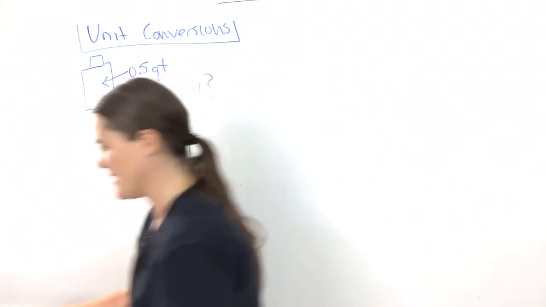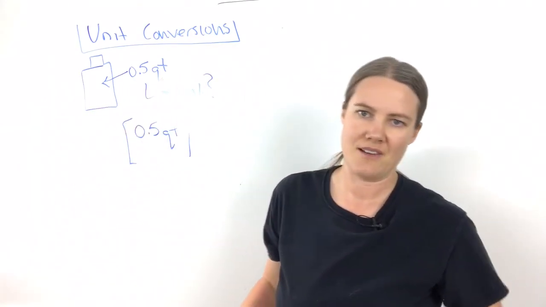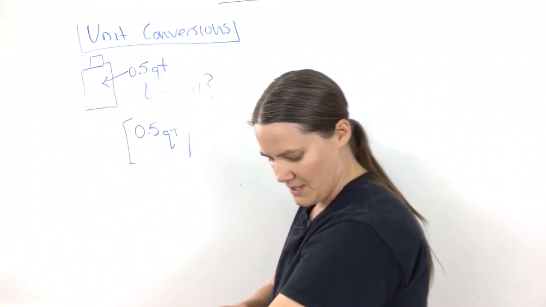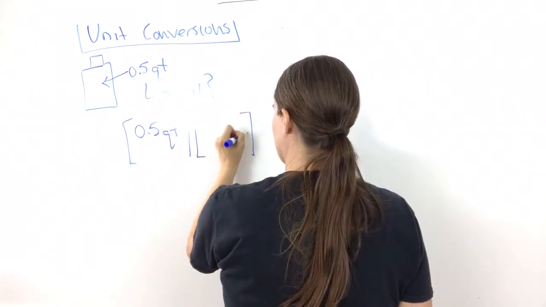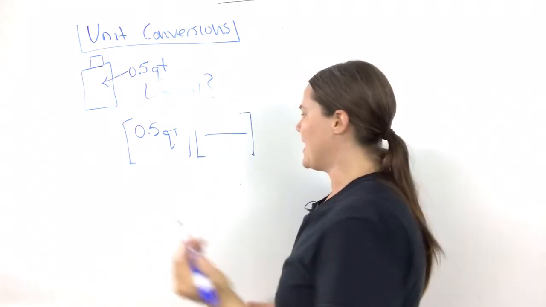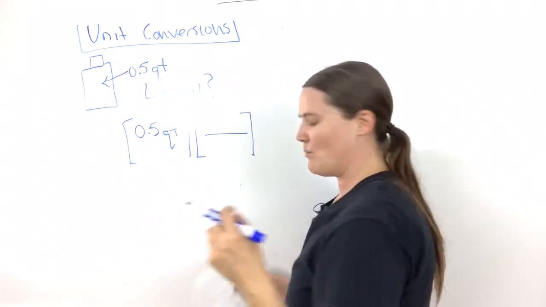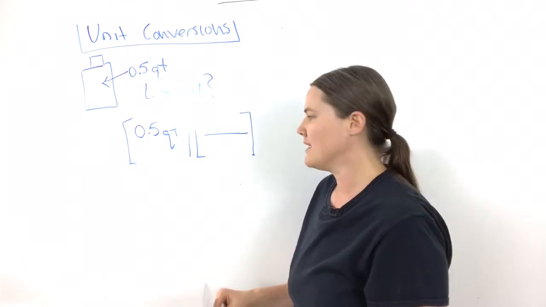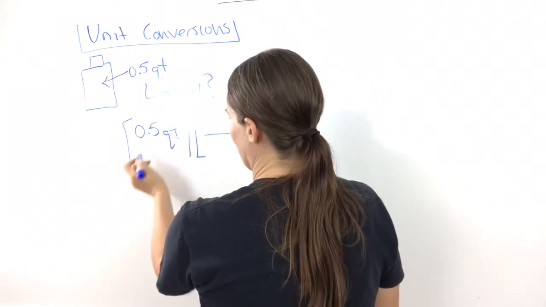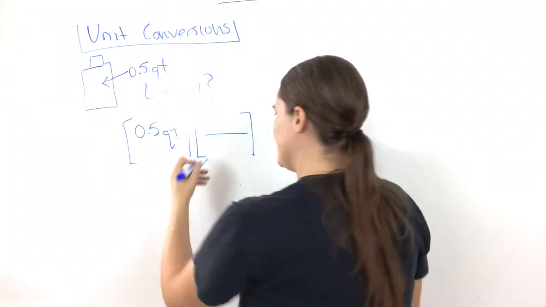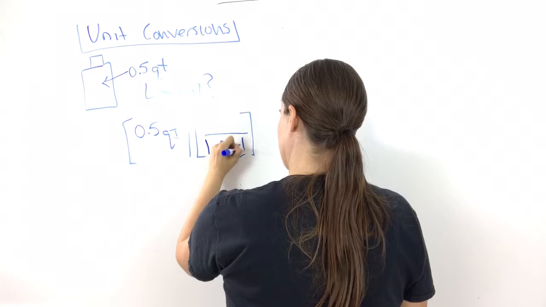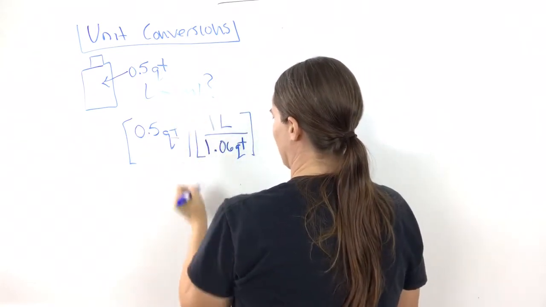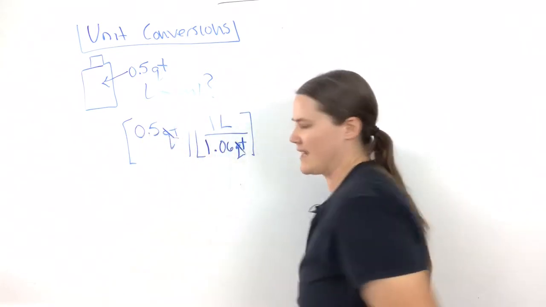But I'm going to do it in 2 steps, just so you can see how you would do this if you didn't have Google and you were just looking at a chart of common conversions. So we have 0.5 quart. I want to convert this to liter. So my conversion factor is 1 liter is equal to 1.06 quart. I need the quart to cancel out because I'm getting liter. So I'm going to put the 1.06 quart on the bottom and the 1 liter on the top. So then the quarts are going to cancel.